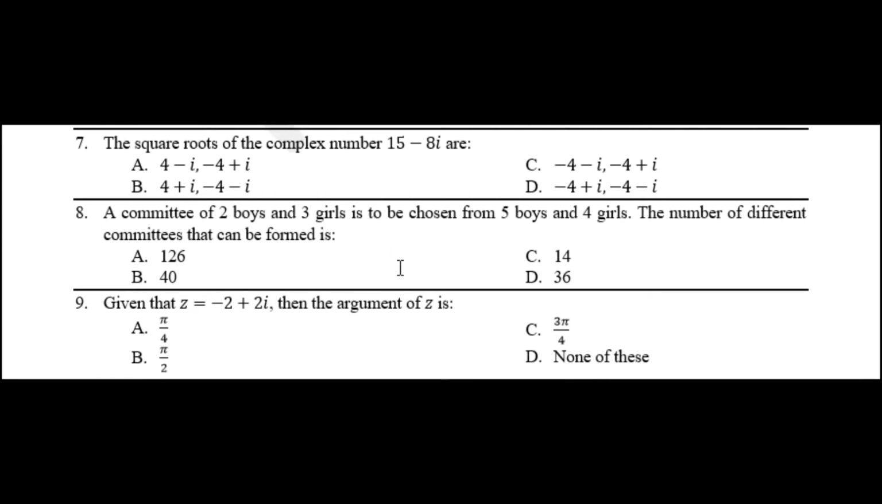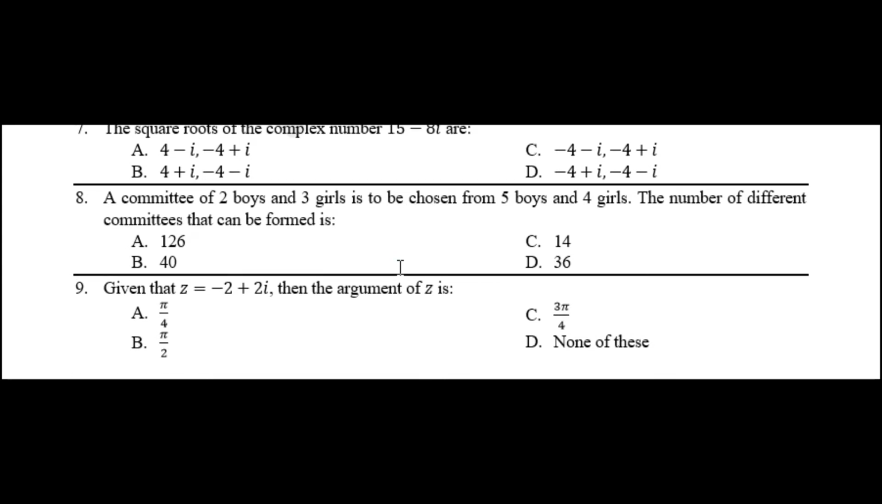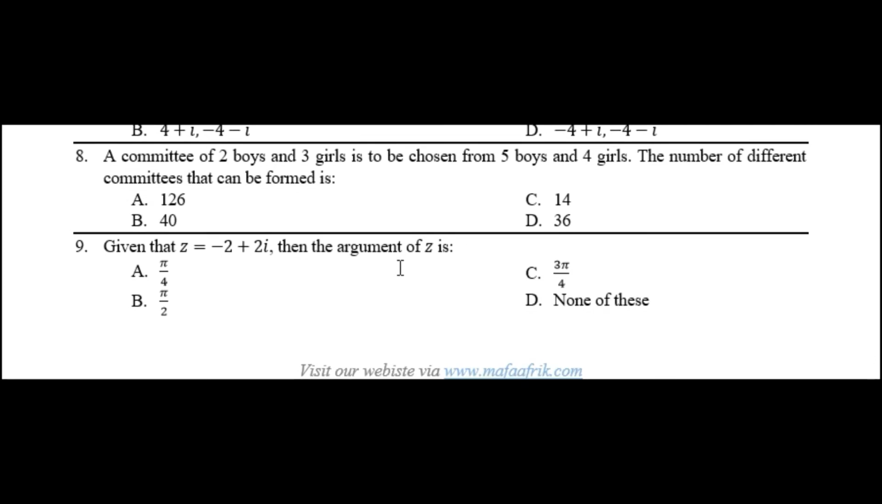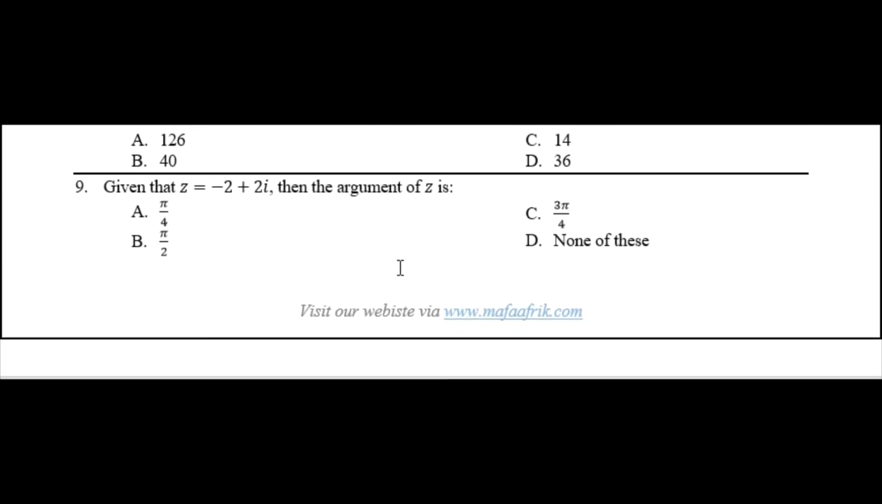Yes, you can equate the square root to maybe a plus bi. You square both sides to find the value of a, find the value of b, and then you get your response. Question 8, that's permutation and combination. Question 9, the argument of the complex number.